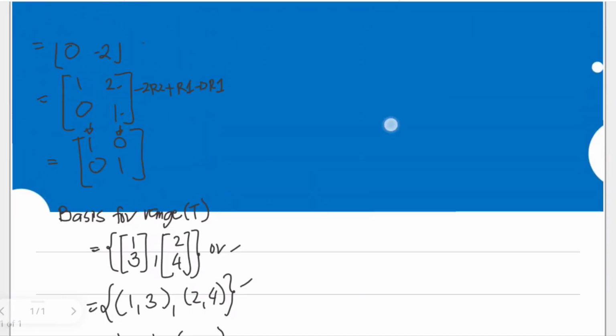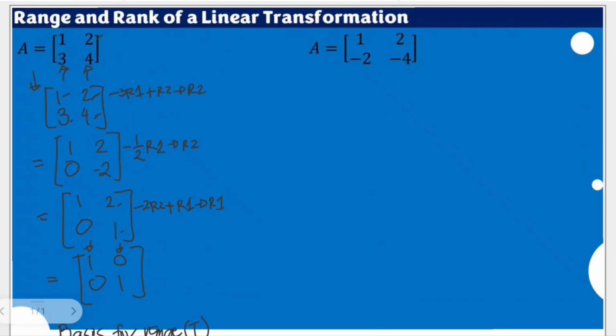Let's continue and do the same process for the second matrix A here. Again, let's come up with a reduced row echelon form. So you have 1, 2, negative 2, and negative 4. Let's make this 0. So we'll have to multiply 2 to row 1 plus row 2 for a new row 2. So we have here 1 and 2 still. 2 times 1 is 2 plus negative 2, 0. 2 times 2 is 4 plus negative 4, 0.